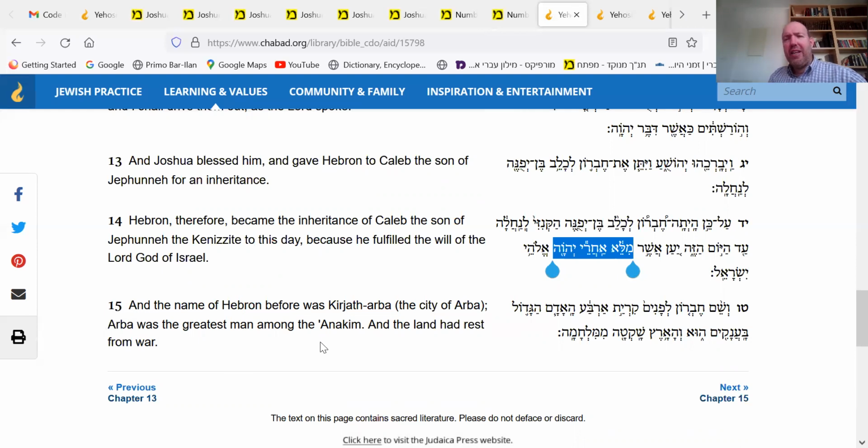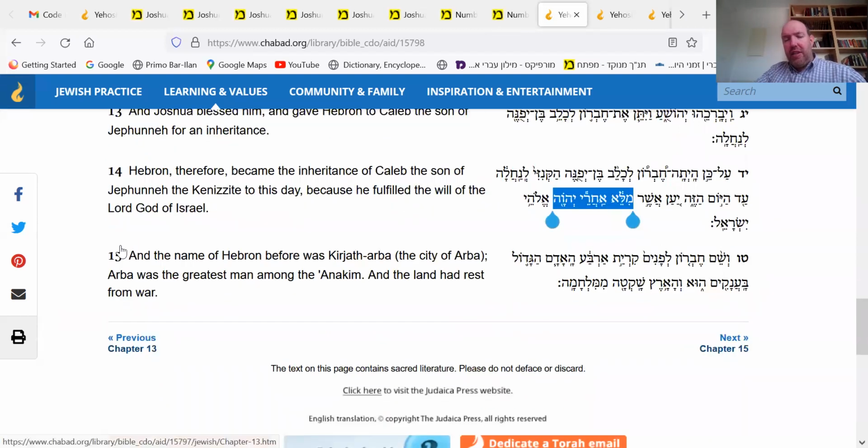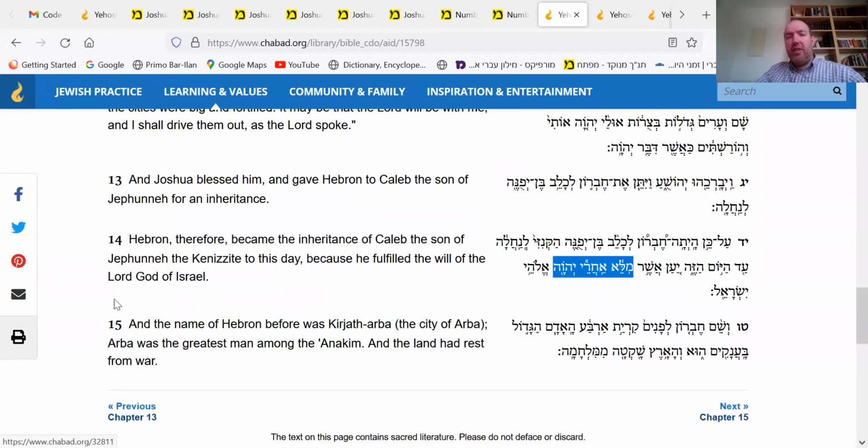Okay, so we begin the allotment of the land to the tribe of Judah by an emphasis on Caleb, that spy who went with Joshua and was loyal to God, and therefore now wants to receive his reward as promised to him.